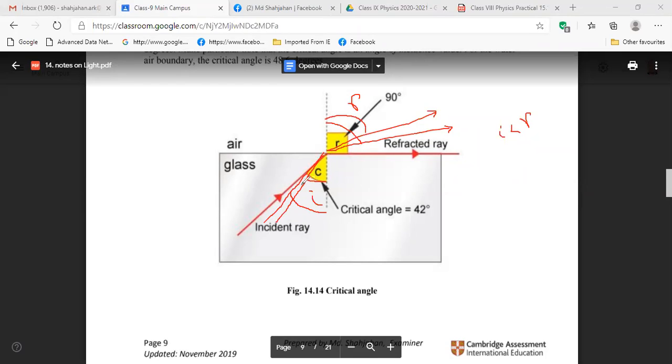If the angle of incidence is greater than the critical angle, which we are going to discuss later, then it will no more refract. The ray will return back to the same medium, like it is going from glass and it will return back to glass. That is called total internal reflection. We are going to discuss it next. And that is happening in optical fiber. The data transfer in optical fiber happens by total internal reflection. Is it clear now?